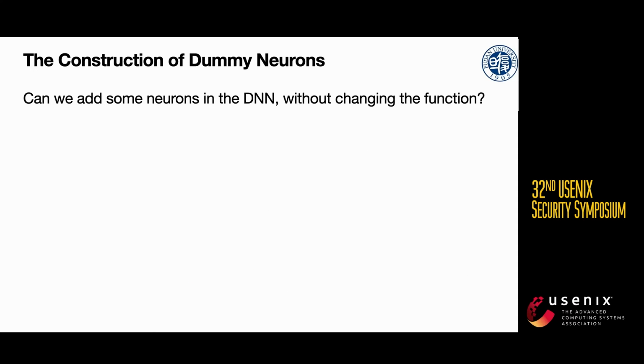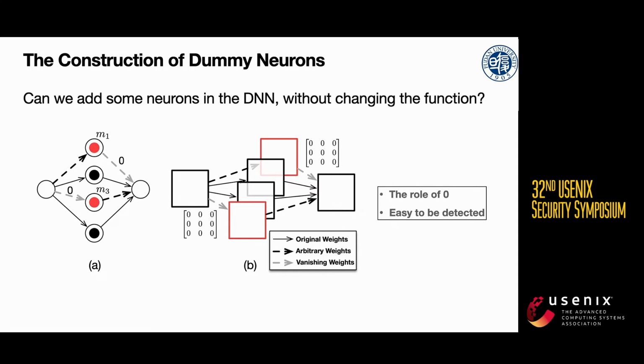To do so, we come up with the idea of dummy neurons. Literally, these are the neurons which can be injected into the deep learning models without changing the functions at all. Such dummy neurons must exist. For example, we can inject neurons with 0 incoming weights or 0 outgoing weights. They both have no contribution to the final output, probably.